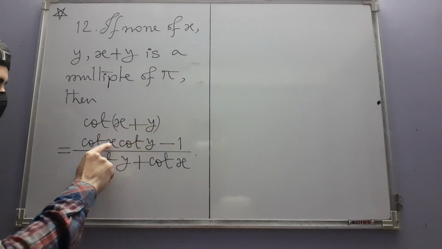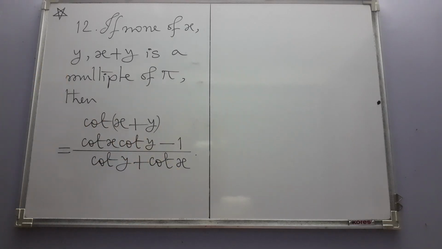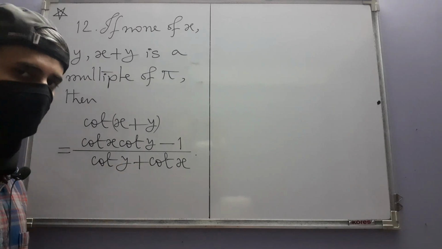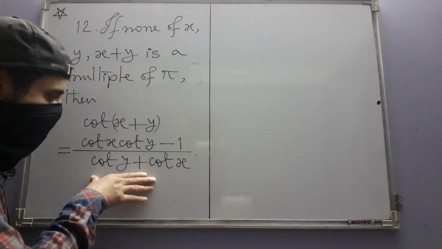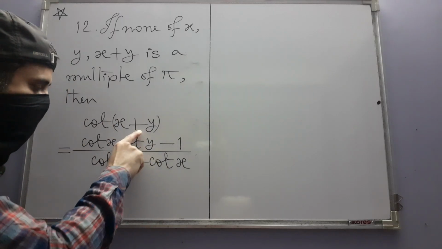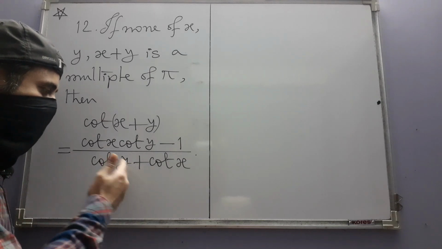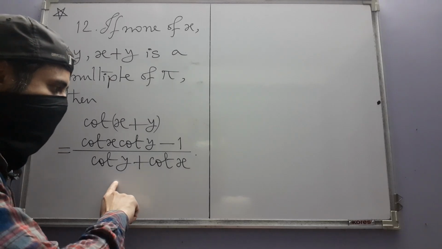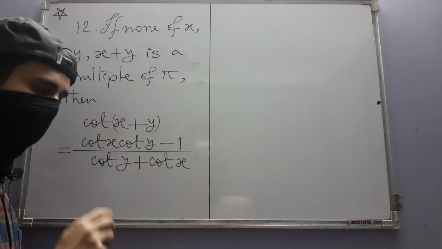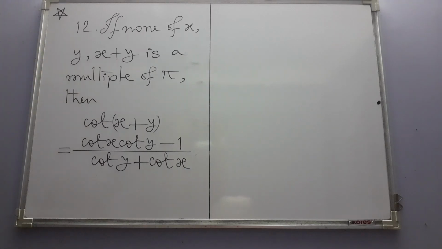Cot of x plus y is cot x cot y minus 1 divided by cot y plus cot x. If you want, you can write cot x plus cot y also, because addition is commutative. But this is how the formula comes out when you derive it, starting from this left hand side. This is how the denominator comes out. That's why cot y has been written first. And in the next formula, for cot x minus y, you will realize why we write cot y first. But let us first prove this one.